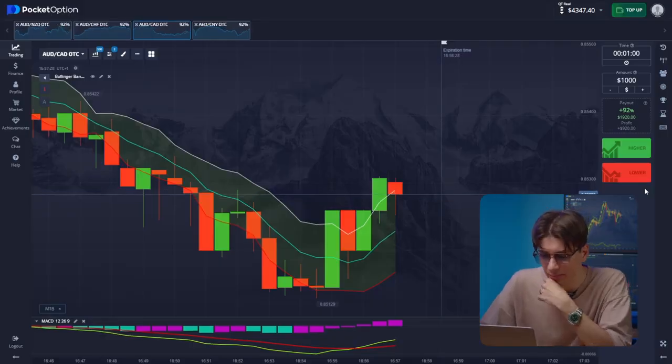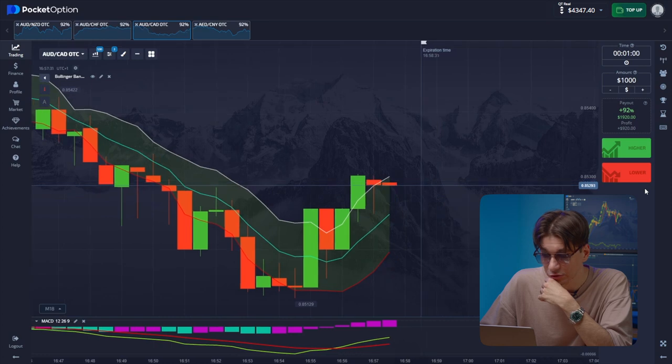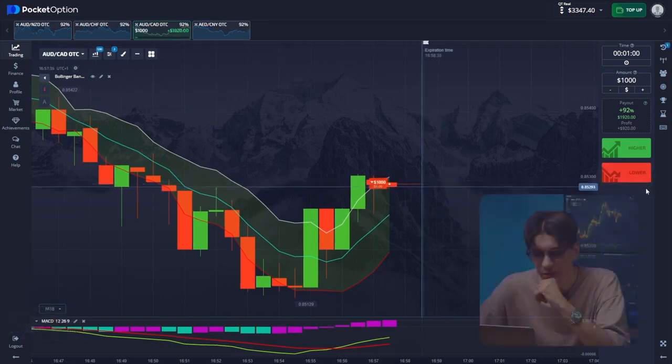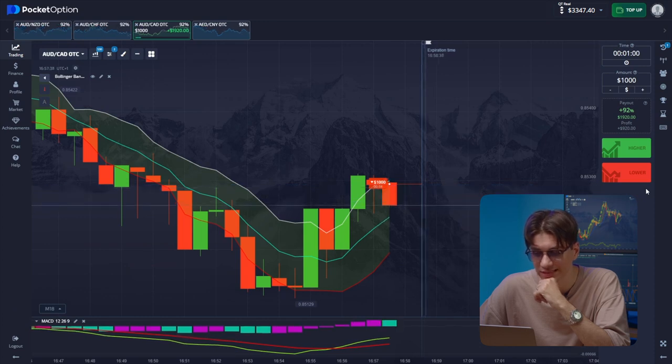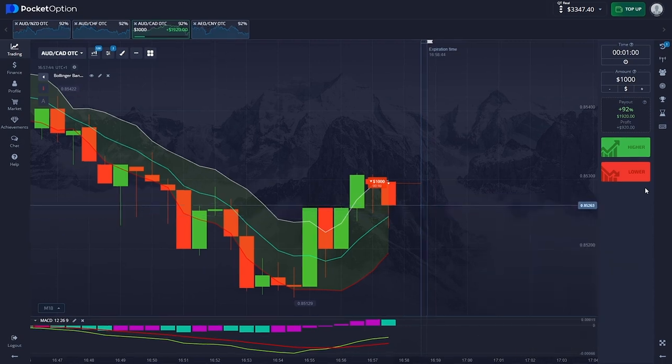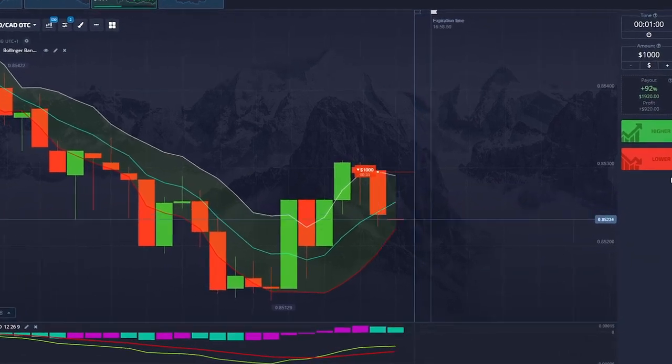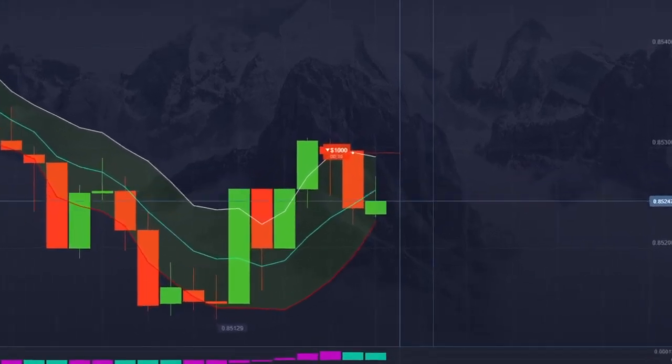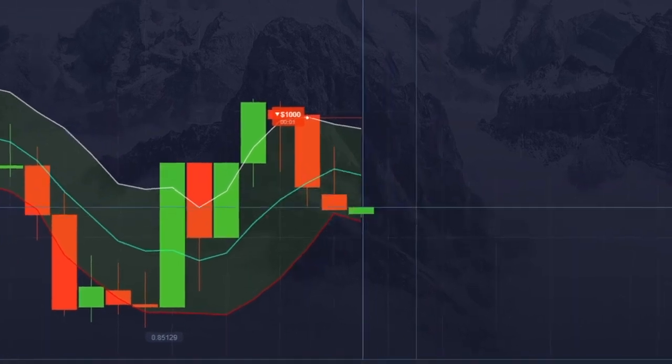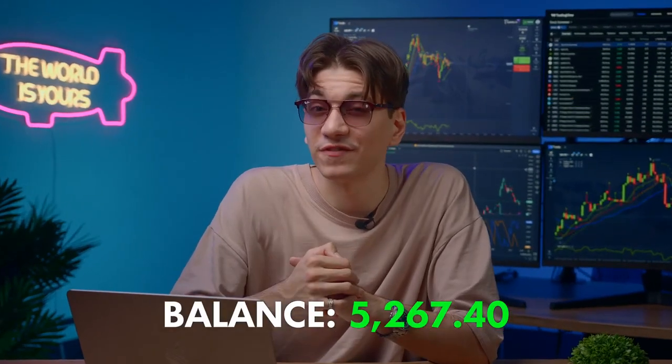Aussie-Canadian pair. The amount remains the same. Going short. Hit the button. After identifying the minimum, a reversal happened. But after significant bullish impulses, a downward bounce starts. And we nailed it again. Let's move on to the final trade.